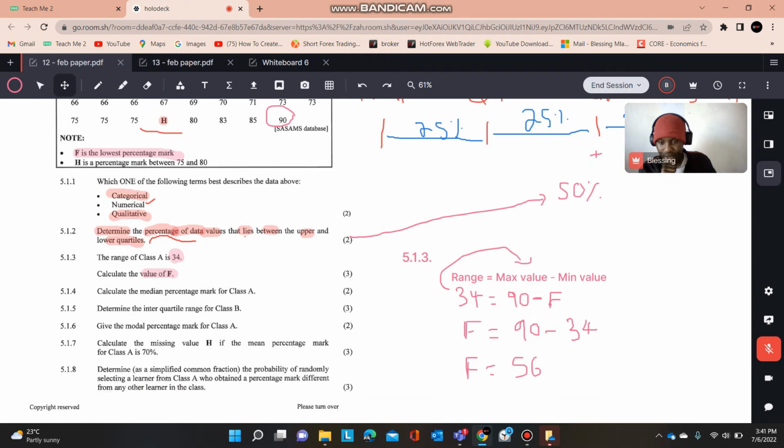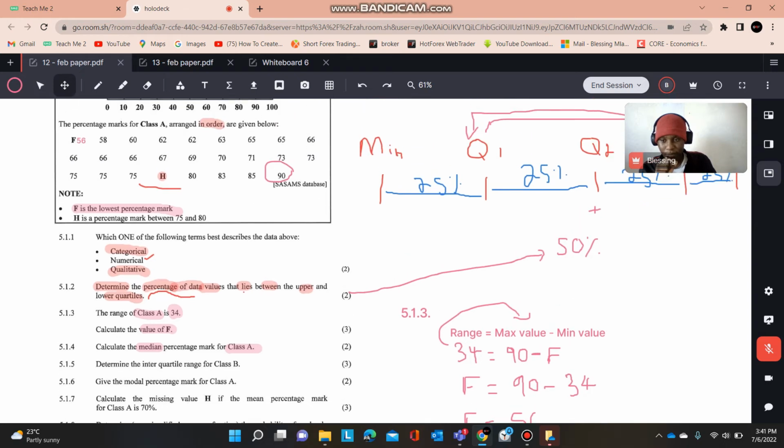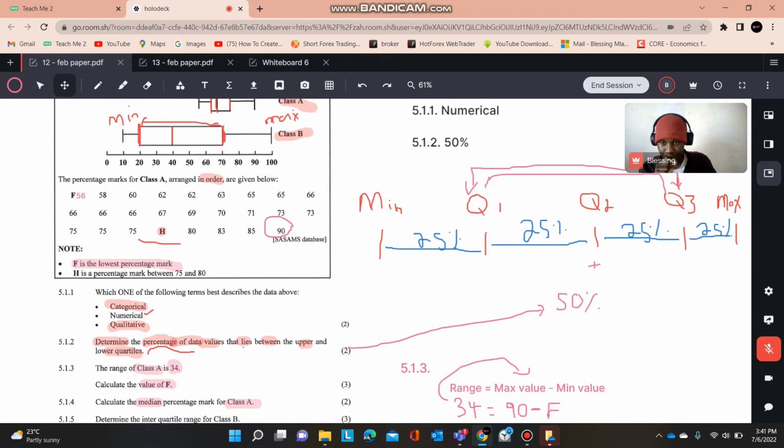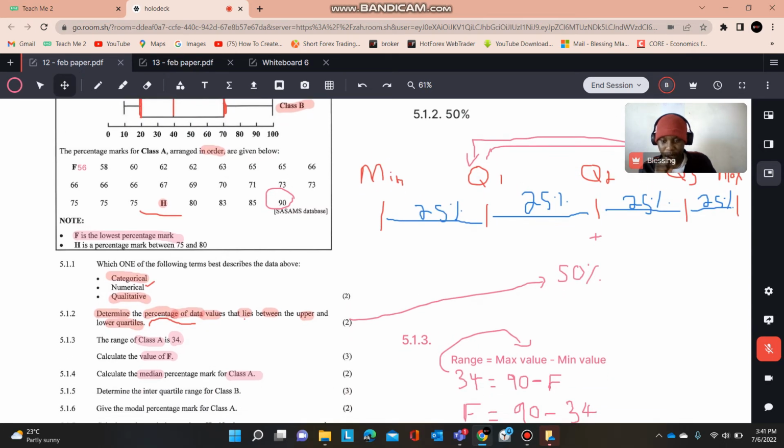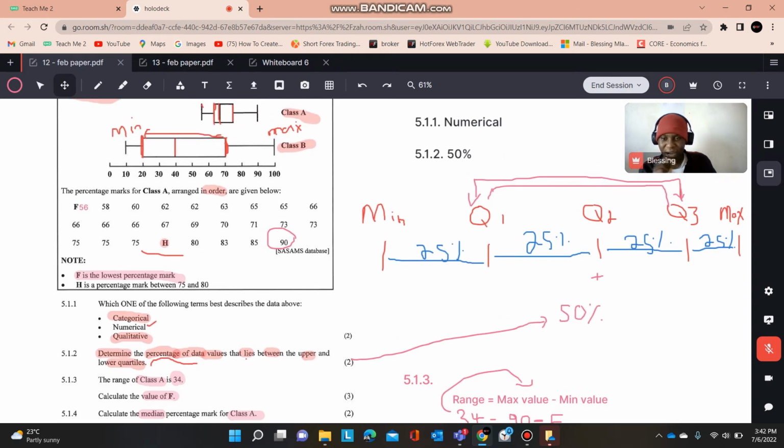So the next question, they say calculate the median percentage mark for the class. So the median percentage mark for class A. Even here, it was key to know that they are speaking about class A, and then they use this formula over here to calculate f, because this data over here is already arranged and it's for class A. So here they say calculate the median percentage for class A. What is the median? The median is the middle number. The middle number is the median.